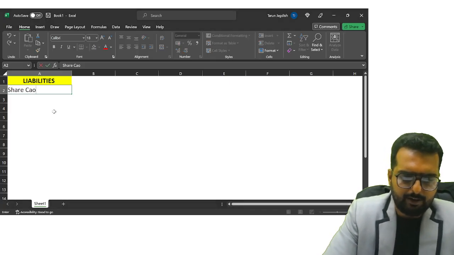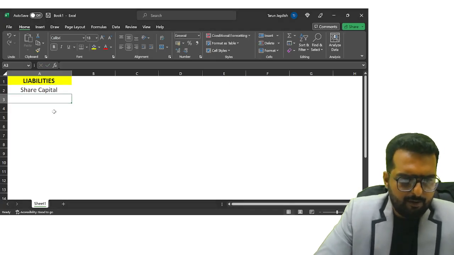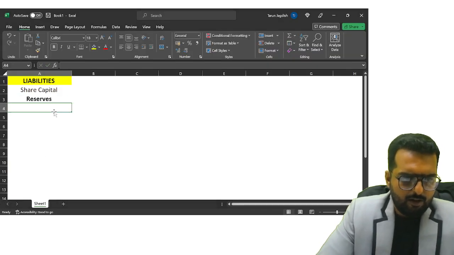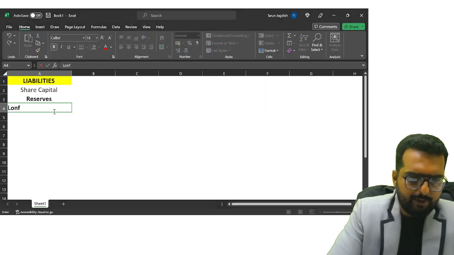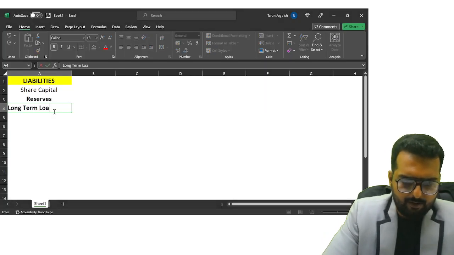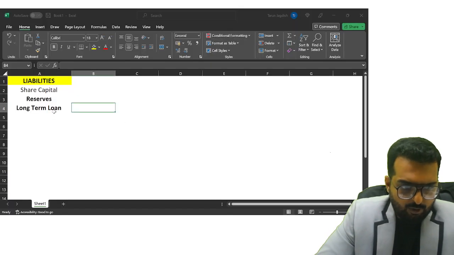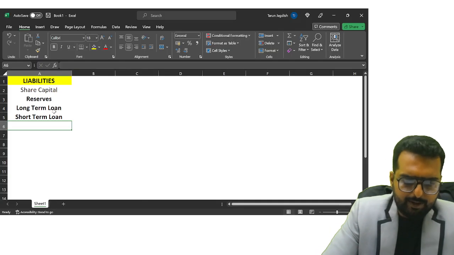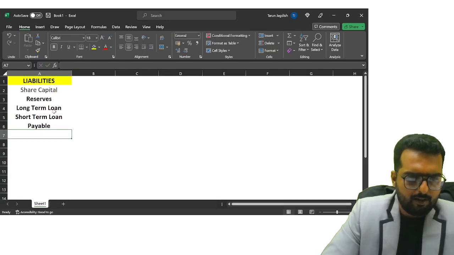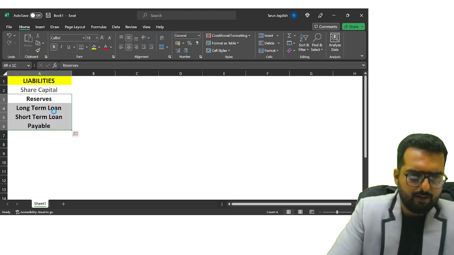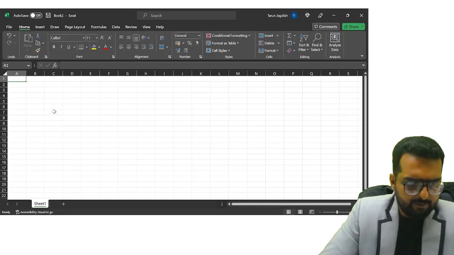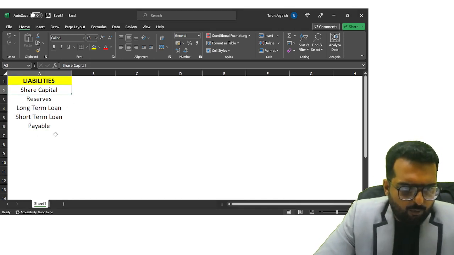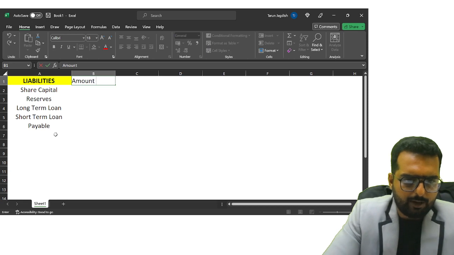We have the share capital. Then you have the reserves. Long-term loan is there. Am I right? Short-term loan is there. Then you have payable. And payable is there, okay? So what are the amounts they have given over here? Let's copy down the amount also.